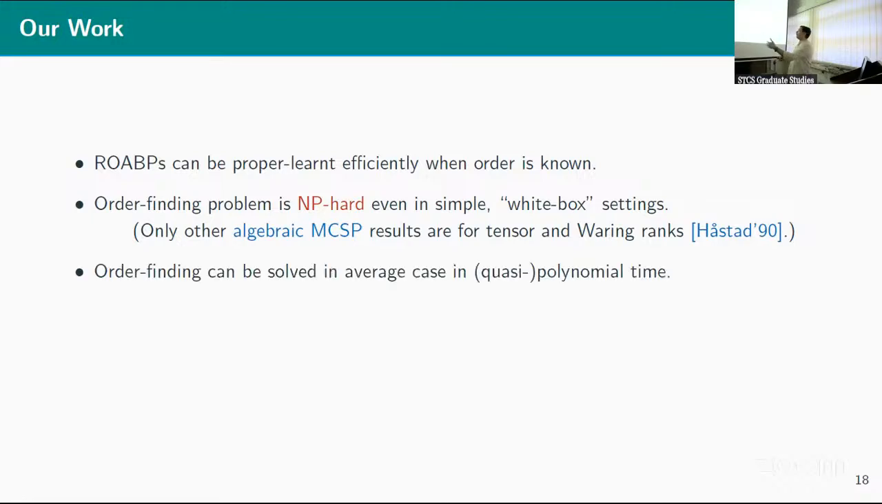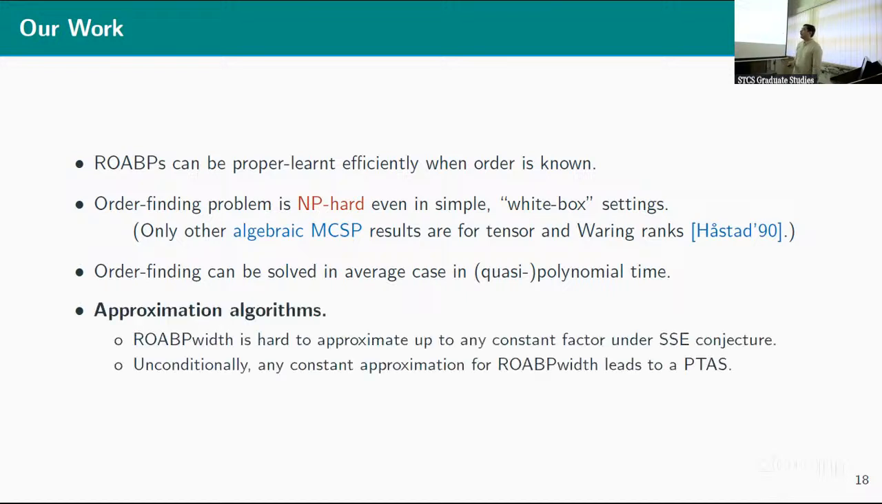Yeah, the silver lining is that you can still do this in the average case, which we know for many other models. So in the average case, you can solve order finding, which means you can properly learn ROABPs and so on. And it's polynomial or quasi-polynomial depending on the parameters. Yeah, so we also have some approximation algorithms.